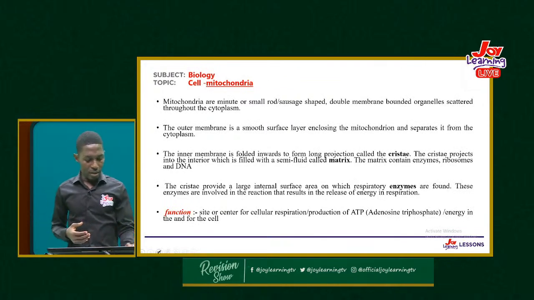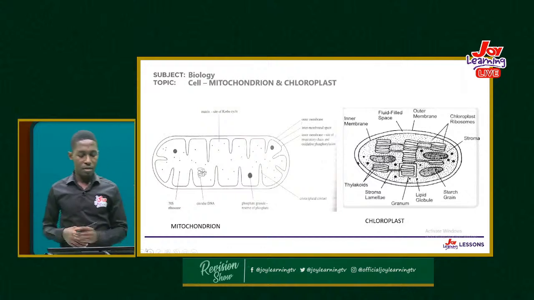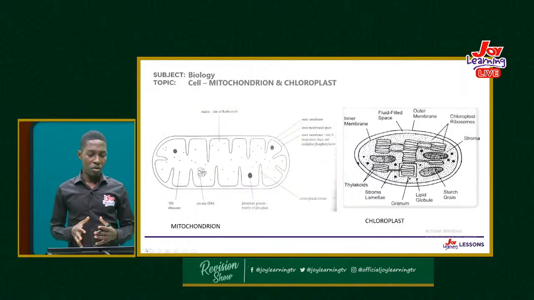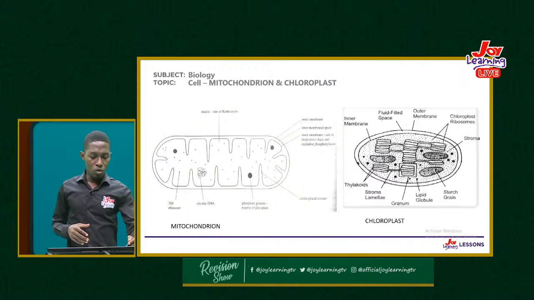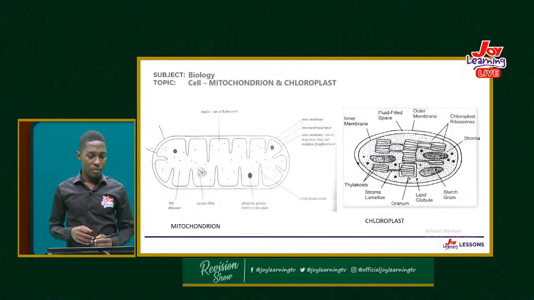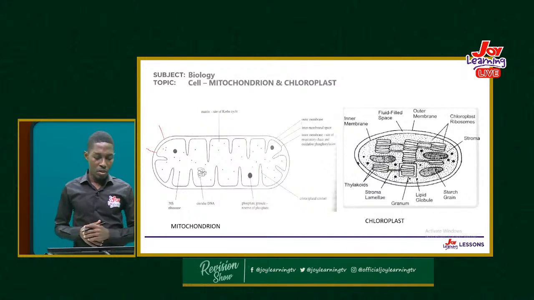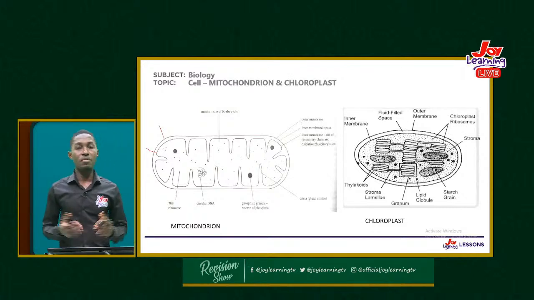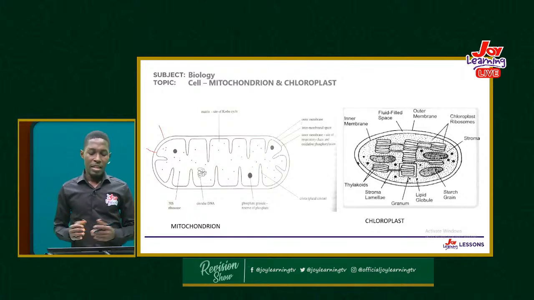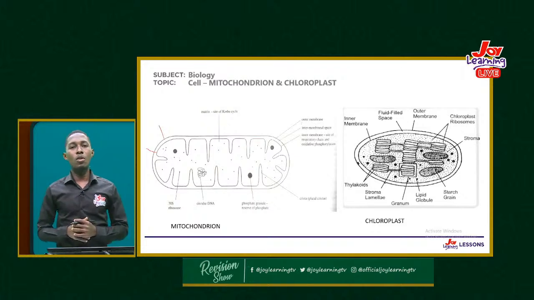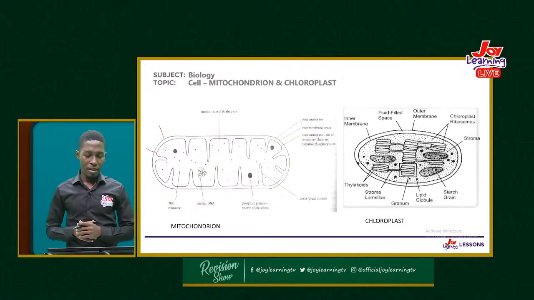Now let's look at the mitochondria. Let's look at the drawing first. Mitochondria is the one on your left, on your screen. You can see that it has two parts, an outer membrane and an inner membrane. The outer membrane is smooth and the inner membrane is folded. The folded projections are called cristae.